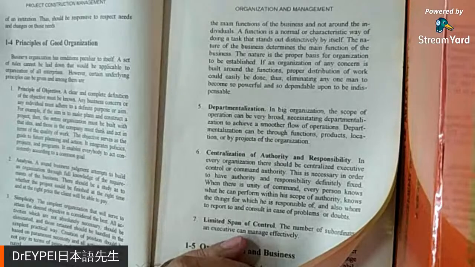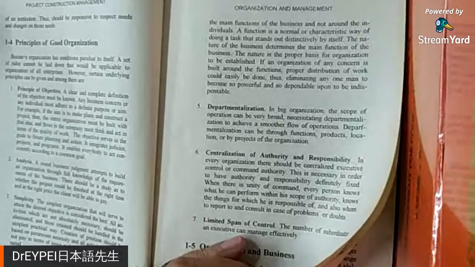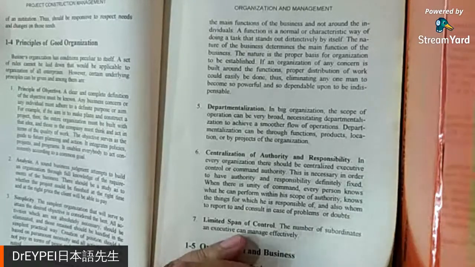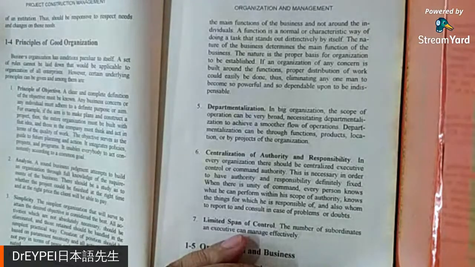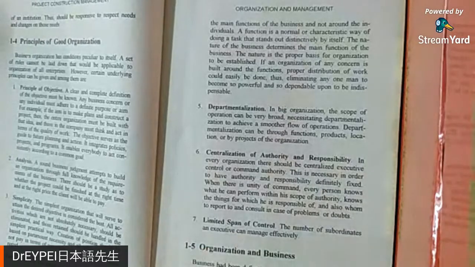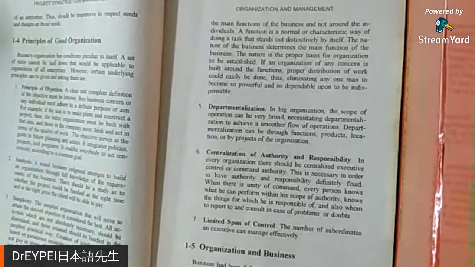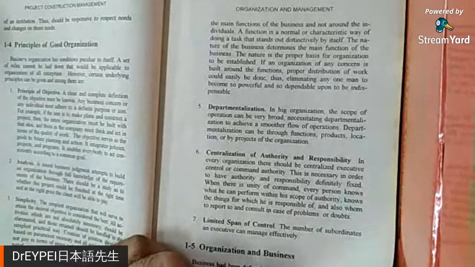So the individual should be able to adjust himself into the functions in a normal operating condition. Number five, departmentalization. In a big organization, the scope of operation can be very broad, and therefore we have to tackle it one part at a time. Okay, cut the whole department into several sub-departments.